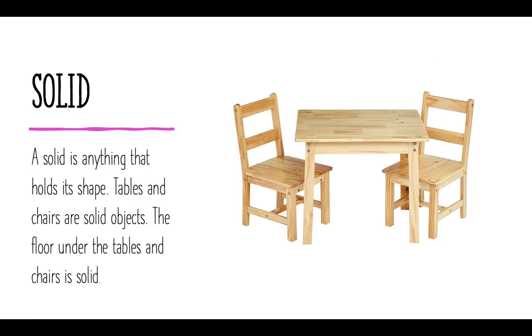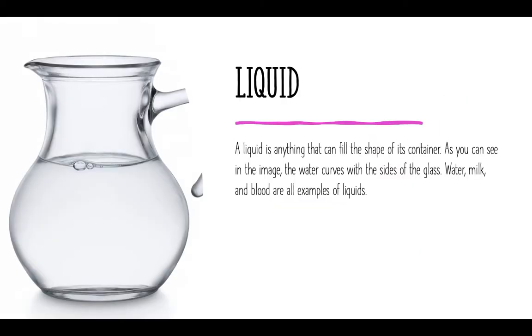We're going to talk about solid first. A solid is anything that holds its shape. Tables and chairs are solid objects. I always use this example because typically we're sitting in a classroom, and everybody's sitting at their own desk and in their own chair. So this is a great example. The floor underneath the tables and chairs is also a solid. Your Chromebook is a solid. The walls are a solid. A brick is a solid. Rock, solid.